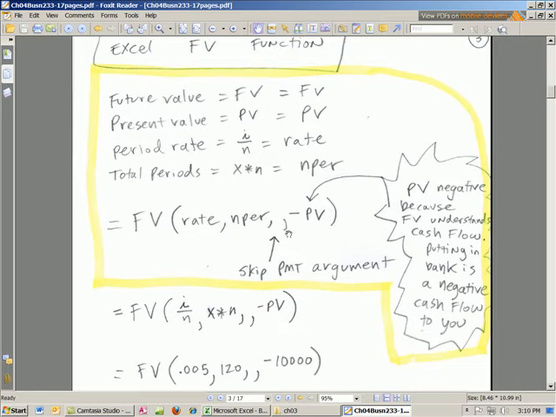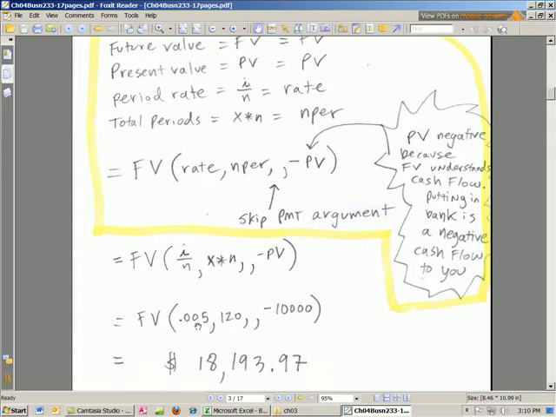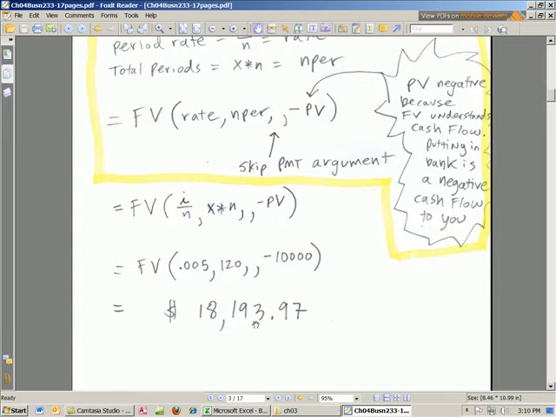So you put a comma, and then the present value will always be negative. This translates exactly the variables we're using when we do our math by hand, as you would put them into the function. Here are the numbers, and then here's the answer that we get.